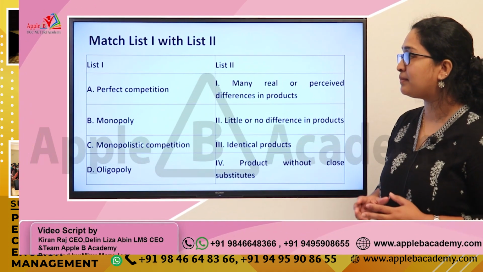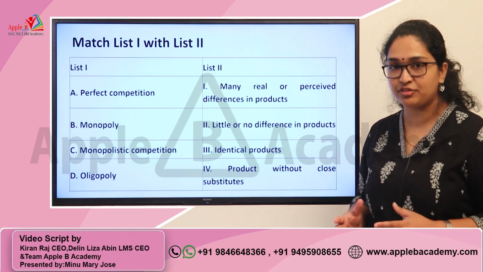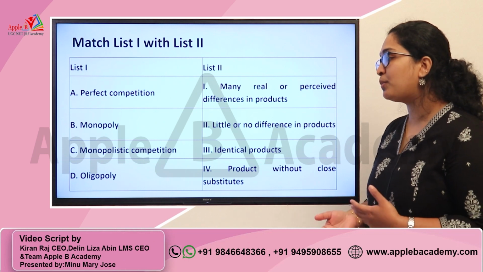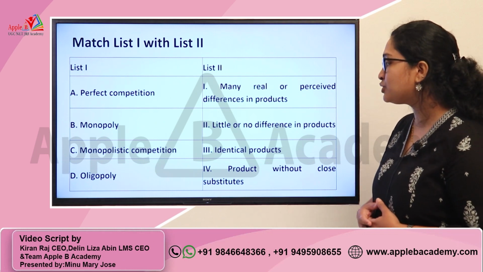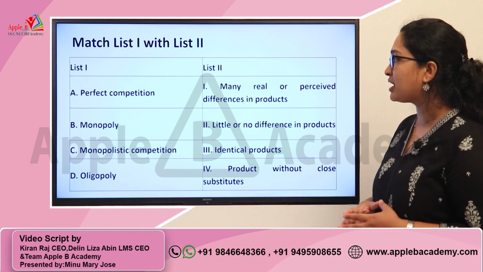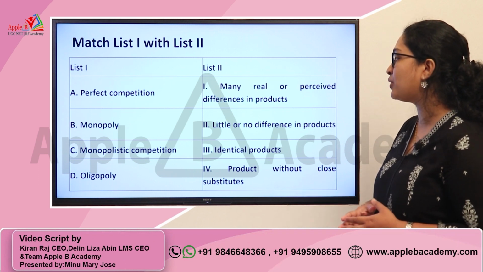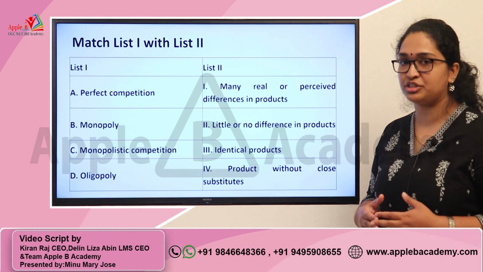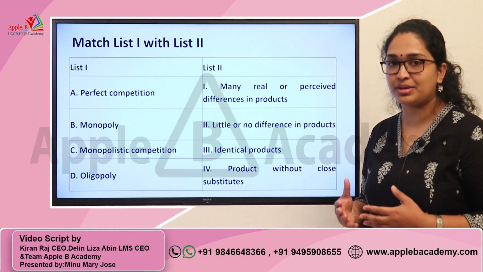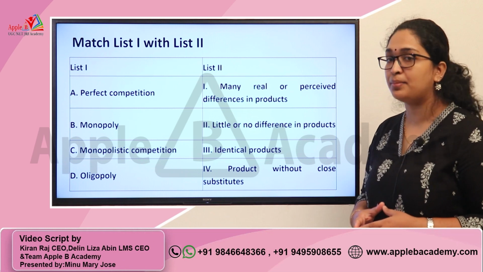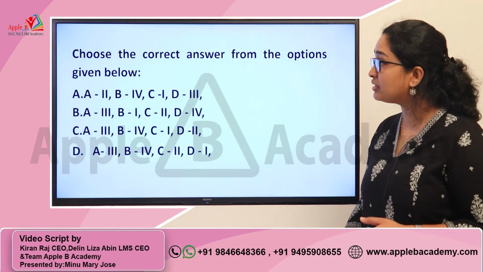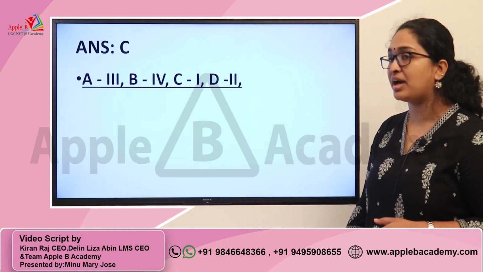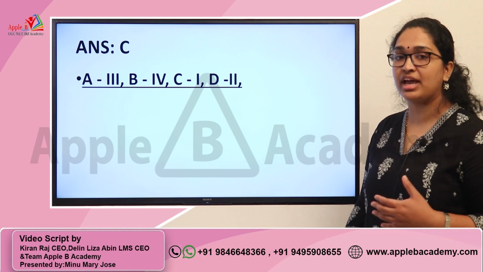The next question is again a match the following question. This is from the market forms in microeconomics. We have different market forms given in list 1, perfect competition, monopoly, monopolistic competition and oligopoly, and in list 2 the important features of these different market forms, that is many real or perceived differences in products, little or no difference in products, identical product and product without close substitutes. So, this is with related to product differentiation in different market forms. We have to choose from the given options here, and the right answer would be option C, that is A is matched with 3, B with 4, C with 1 and D with the 2.